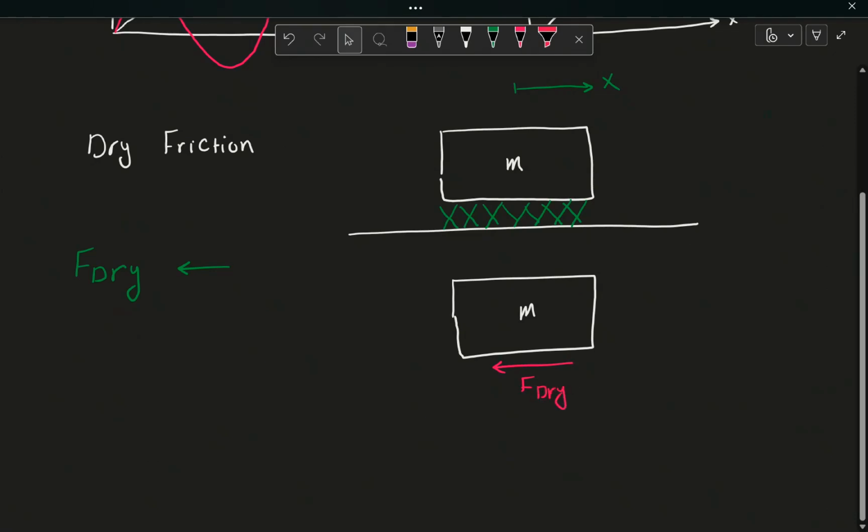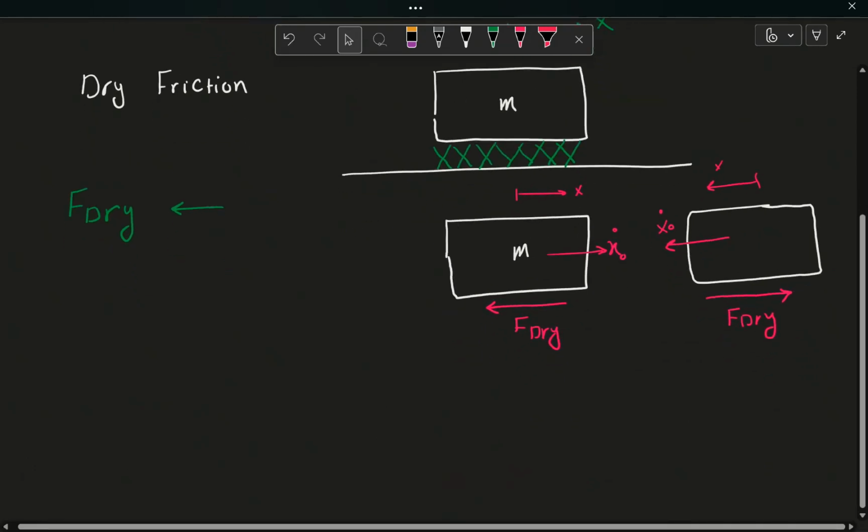And similarly, if the box is going to the left, this is the direction of x naught dot, and your friction force would be the same magnitude, opposite direction.